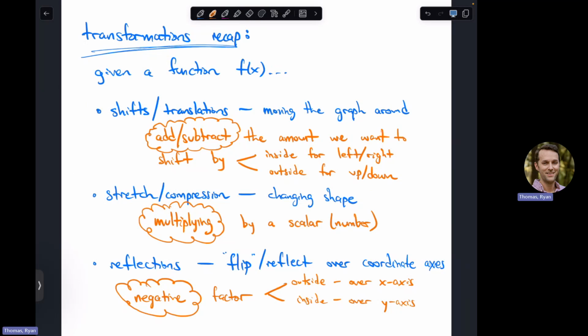So taking where there was an x before, replacing it with negative x, or negative out in front of the function as a whole. Okay, and then the other thing that we have to keep in mind is that order is important. And I'll just write that off to the side here. Order matters.